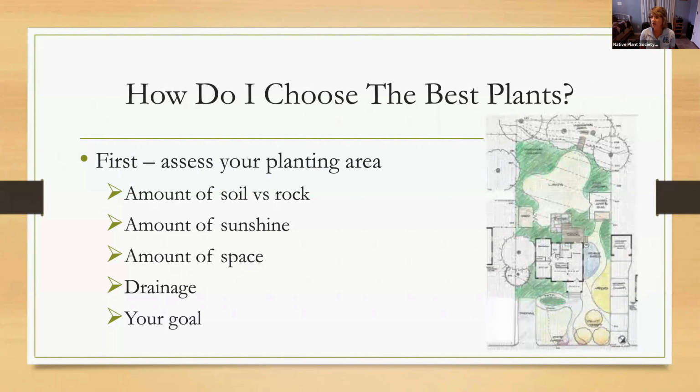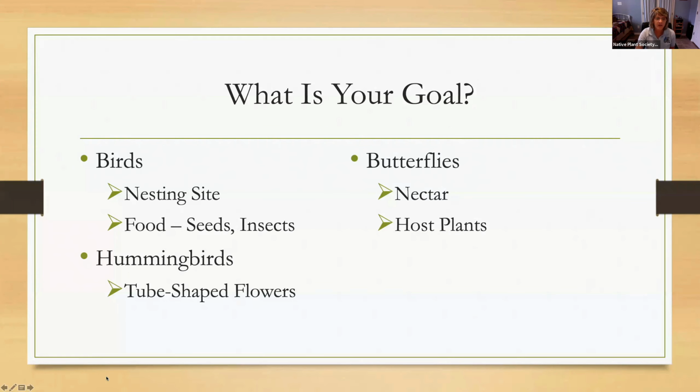And there's nothing wrong with starting small, thinking small, working the natives into your space a little bit at a time as well. So think about what you're interested in bringing to your yard. Do you like to watch birds? Well, if you do, then you might want to have nesting sites as well as food for your birds. If you truly like hummingbirds, then make sure you're choosing at least some flowers that are tube-shaped. If you like to watch butterflies, then make sure you have flowers that are going to provide nectar, but it'd also be nice if you chose some plants that are what we call host plants. That means that is the type of plant that that butterfly is going to lay its eggs on, and I will expand on that just a little bit more in a moment.